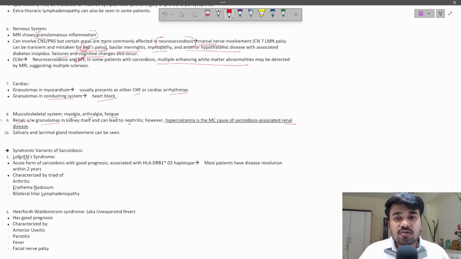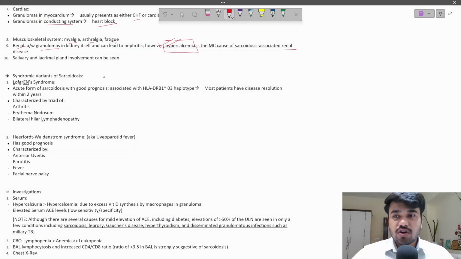The more common cause of renal involvement in sarcoidosis patients is hypercalcemia. In fact, hypercalcemia is the most common cause of sarcoidosis-associated renal disease. The granuloma itself does not cause renal disease as much as hypercalcemia does, right? So that's a very important point here. Salivary and lacrimal gland involvement can also be seen, and that will be associated with drying of secretions, etc. So this completes the clinical manifestations of sarcoidosis.